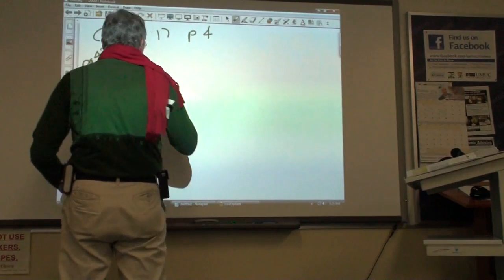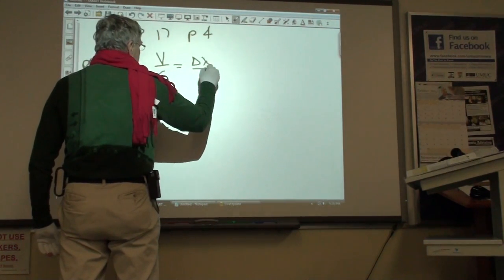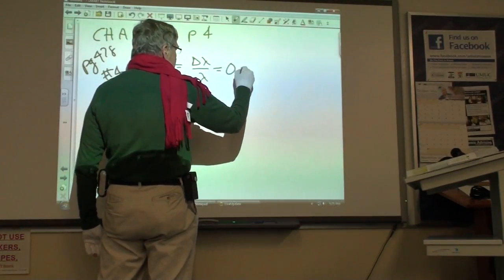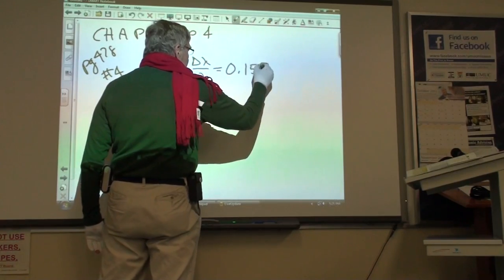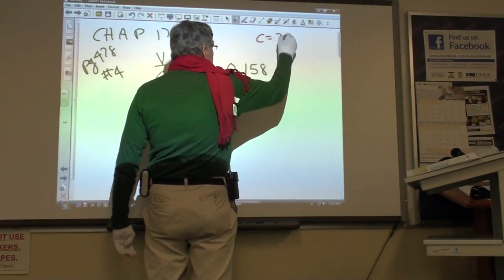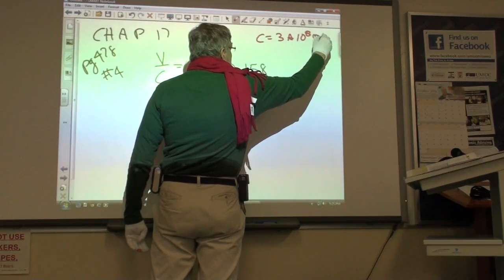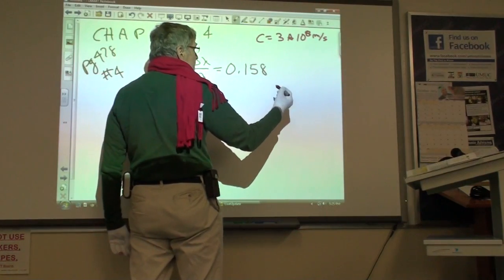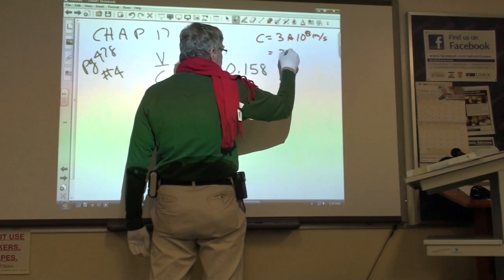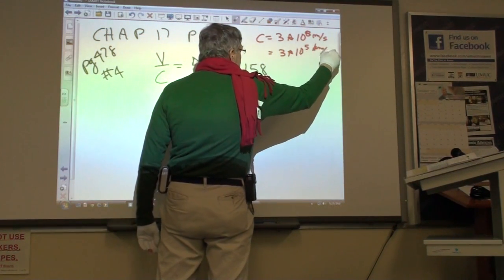So we know that the Doppler formula is that v over c is equal to delta lambda over lambda. Now delta lambda over lambda in this problem is actually given to you, 0.158. Now the speed of light c is equal to 3 times 10 to the 8th meters a second. And if we want that in kilometers per second, as we need to have to use the Hubble constant, then that's 3 times 10 to the 5th kilometers per second.